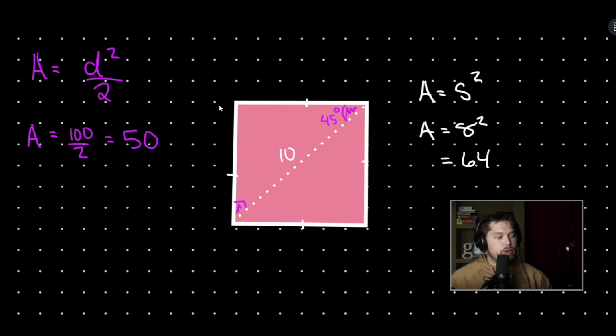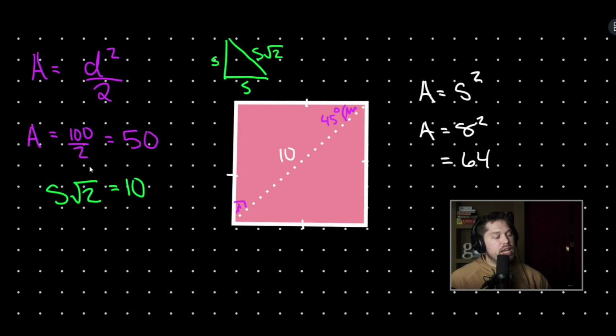So let's recall for our 45, 45, 90 special right triangle, we have some side length, and our diagonal is some side length times the square root of 2. So since we were given that 10 is our diagonal, we're going to set s times the square root of 2 equal to 10, and then we will solve for s. We'll do this by dividing by the square root of 2. So s equals 10 divided by the square root of 2. And now we have just the side length of our square.